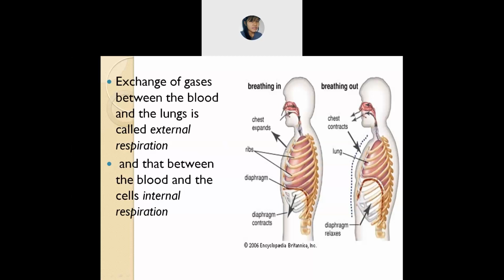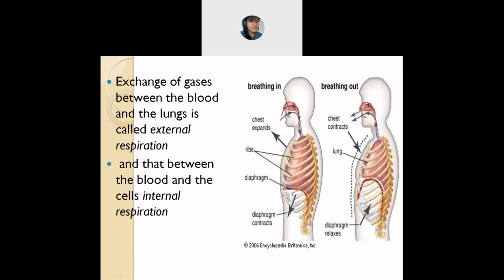So next is breathing in, which is also known as internal respiration. So what happens here? In between blood and your cells it will take place. And what happens in this internal respiration? Your chest will expand, it will grow in size. Understand? It will expand. And what happens here? Your diaphragm will contract, it will become small.